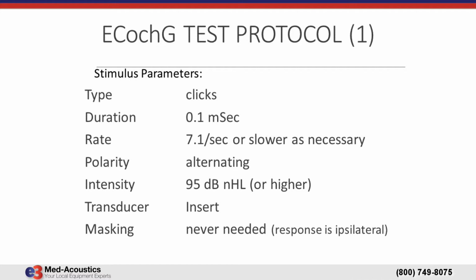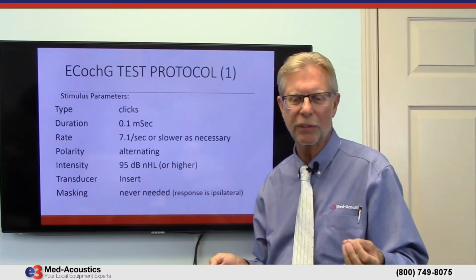And the polarity has to be alternating, not a condensation click or a rarefaction click, an alternating click. And the reason for that is we want to actually see the summating potential, and we don't want that to be obscured by the cochlear microphonic. So naturally the alternating click will cancel out the cochlear microphonic and leave the summating potential for us. Okay? The intensity is high, right? Our default is 95 dB. And if the equipment allows you to go higher, we can go higher than that on the Interacoustics Eclipse, then we do, especially if the patient has some hearing loss. The transducer, of course, is an insert, and masking is never needed because this is an ipsilateral response.